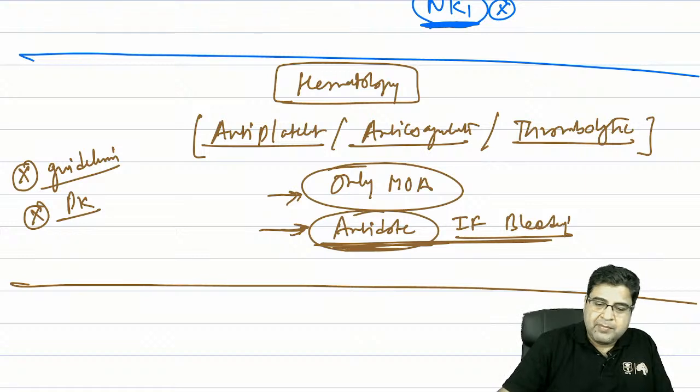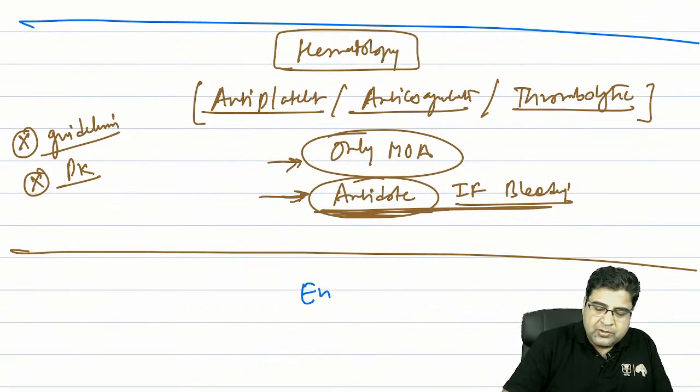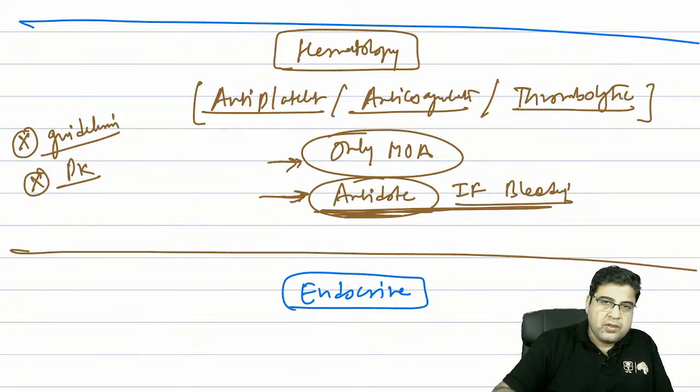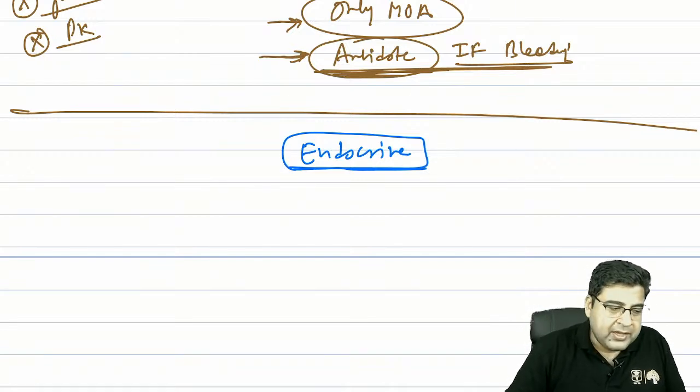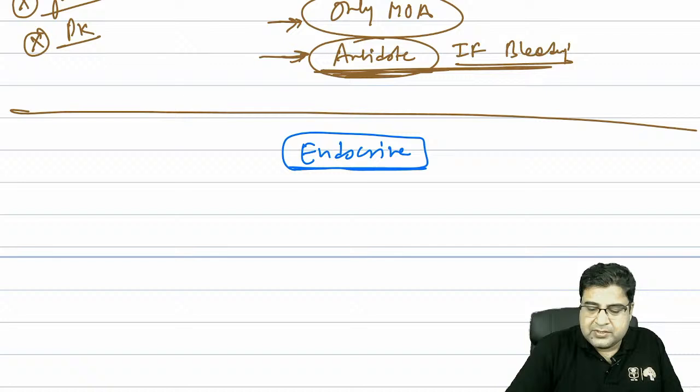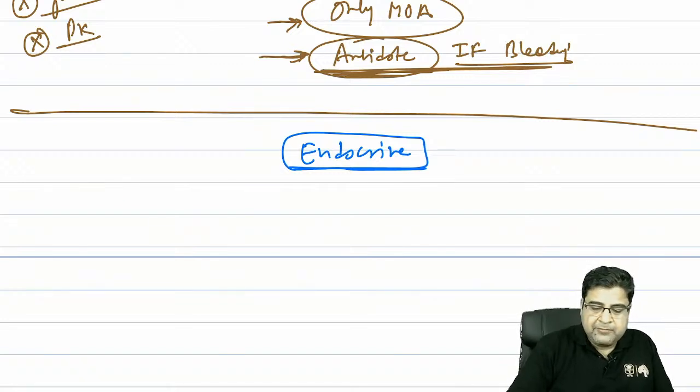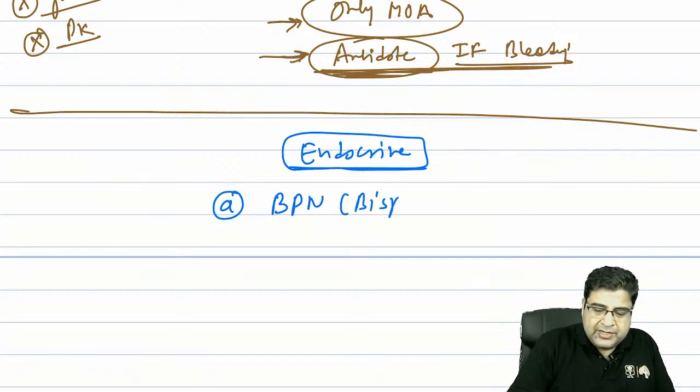Now after this hematology, the next topic is endocrine. In endocrine, unfortunately, this topic is ignored in your last 5-year exams. So, if you ask me which thing you can read, there is a drug bisphosphonates. Bisphosphonates are the drugs which can have some important side effect on your jaw.